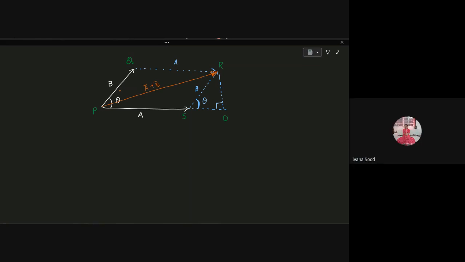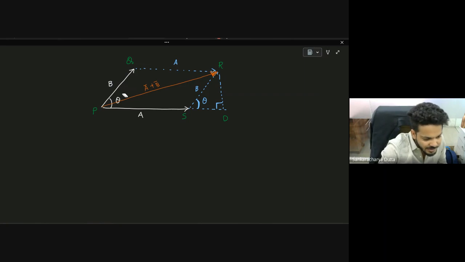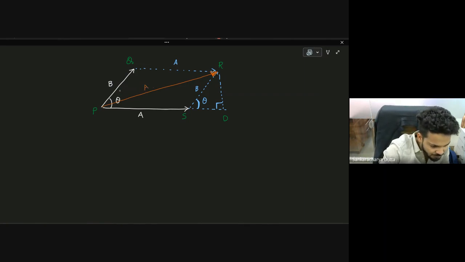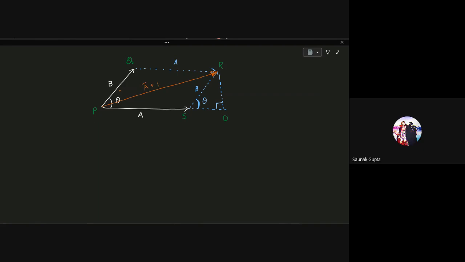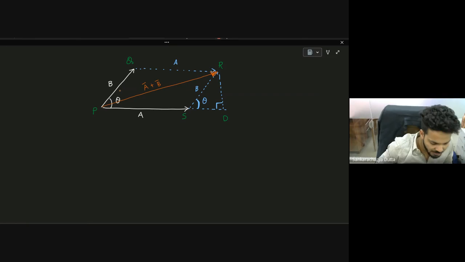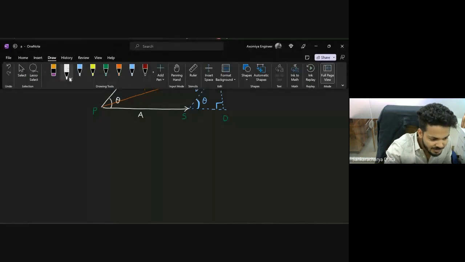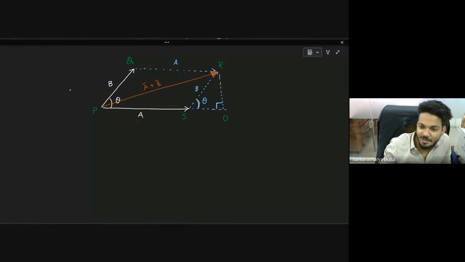So why can't it be QS? Because QS actually represents A vector minus B vector, and I'm going to tell you why. Because it's the shorter diagonal of the two, and it represents A vector minus B vector. I'll explain why when things get along a little bit more, and I'm going to tell you about something called the triangle law of addition.